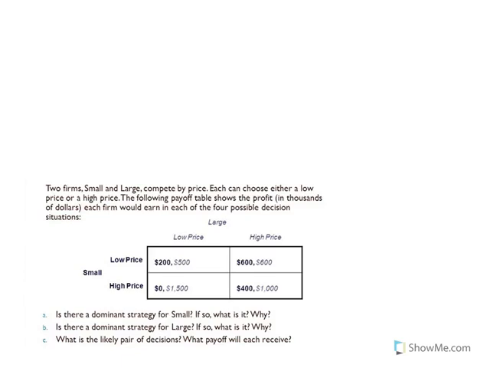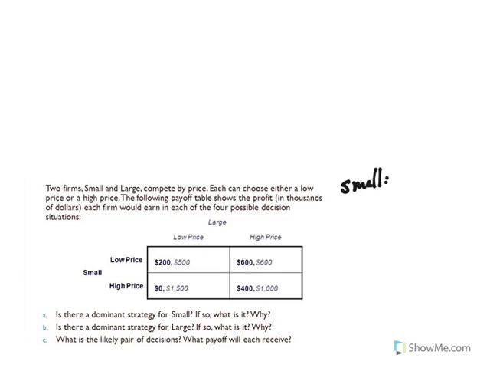Let's work through a business example of game theory and look at the strategies of two firms. So we've got two firms, small and large, and these are firms that compete with each other on the basis of price. Each can choose either to set a high price or a low price. So the payoffs inside of this table give the profits that each firm would earn in each of the four possible combinations of strategies. So small, let's take notes of that.